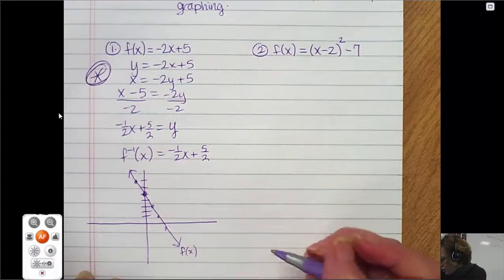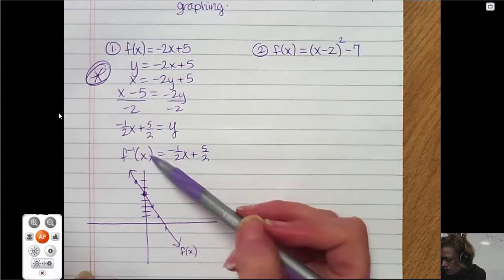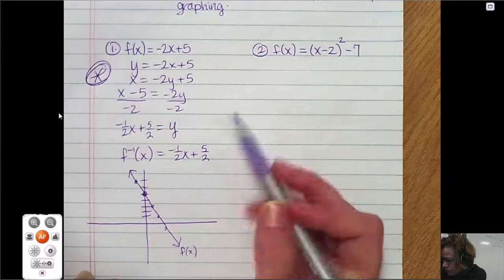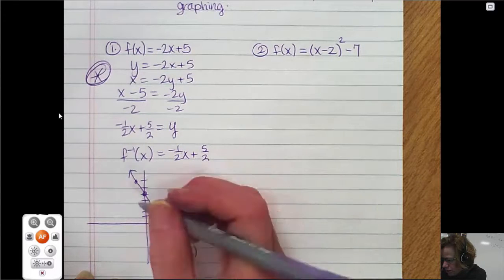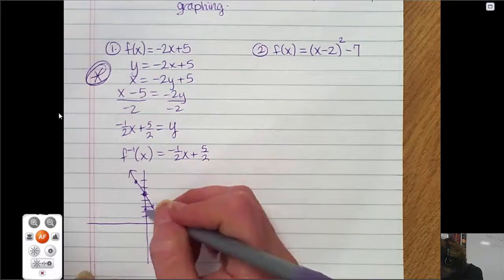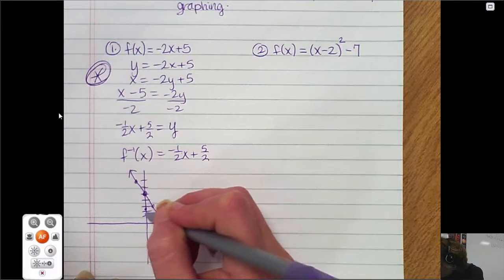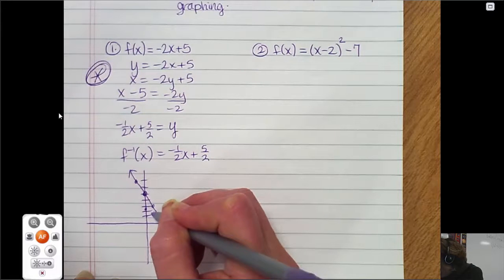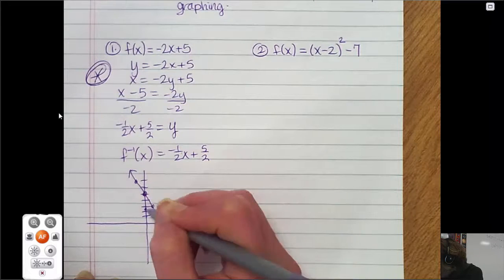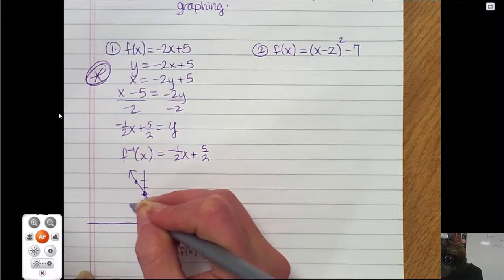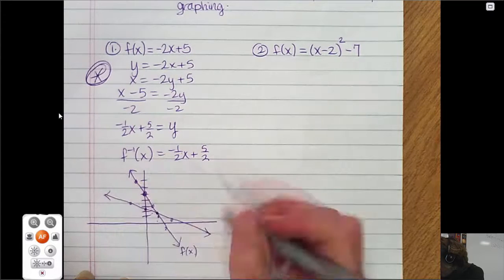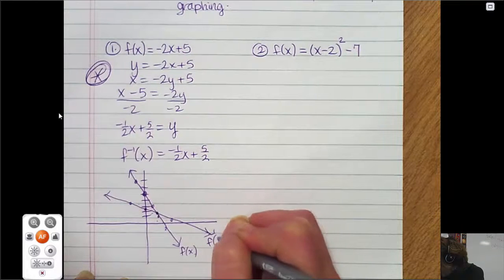So there's my f of x graph. My inverse of f is negative 1/2 x, slope of negative 1/2, plus 5/2. So my y-intercept is 2.5. You're about there. And my slope is negative 1/2. So down 1 whole over 2, right about there. Down a whole over 2, or up a whole unit over 2 units. And that's a sketch of my inverse of f of x.